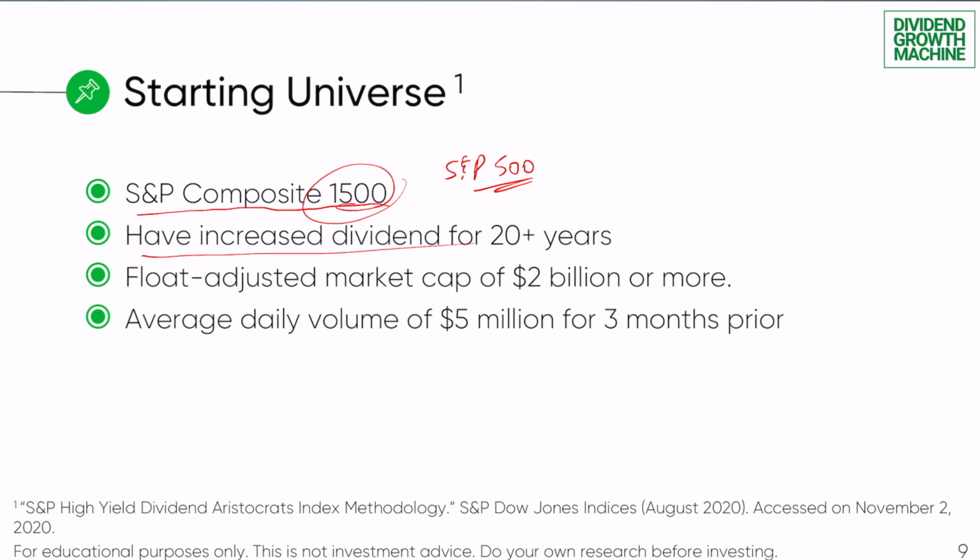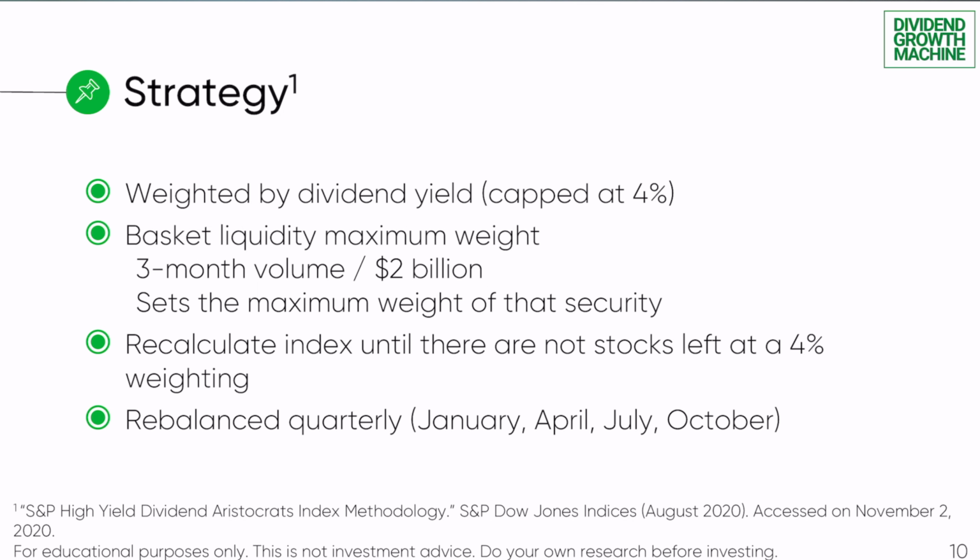They have to have increased the dividend for 20 consecutive years. The float adjusted market cap has to be $2 billion or more, so we're not getting into micro cap stocks with this ETF. The average daily volume has to be at least 5 million for 3 months. The strategy, this is weighted by dividend yield, capped at 4%.